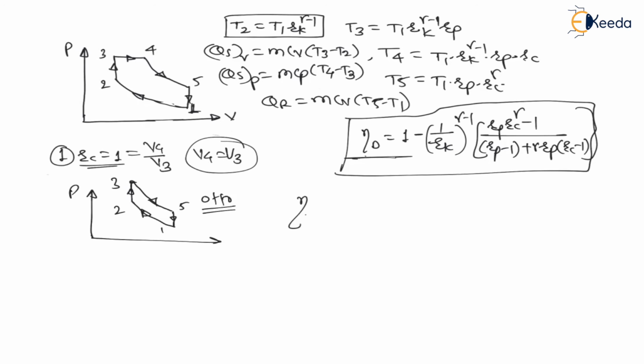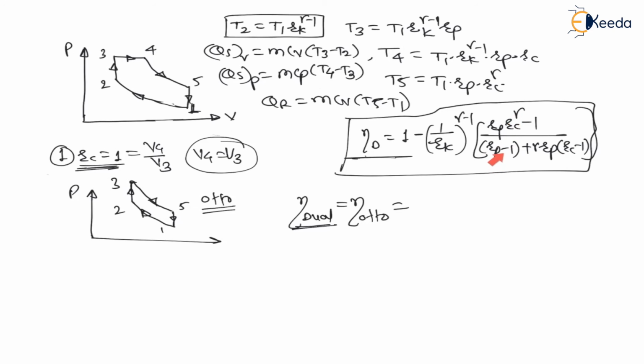And let us put this in the formula for efficiency of dual cycle. Therefore, efficiency of this dual cycle, if Rc is equal to 1, becomes equal to efficiency of Otto cycle, which is nothing but, check here in this formula, Rc is equal to 1. Therefore, here in the numerator Rp minus 1, and in the denominator this term is 0, it is Rp minus 1.